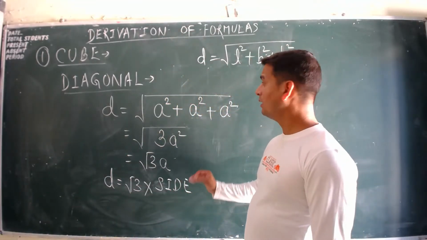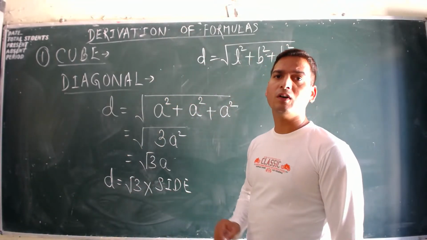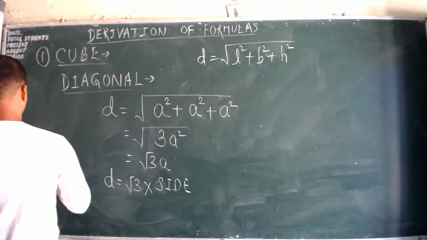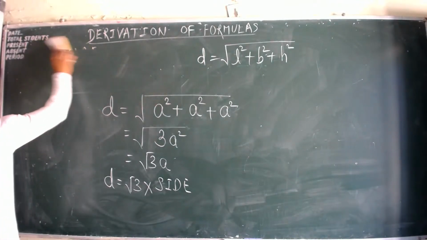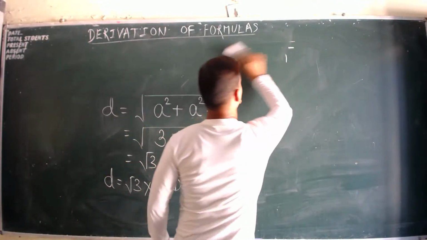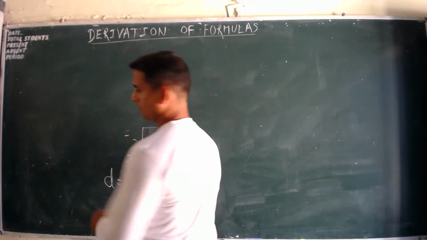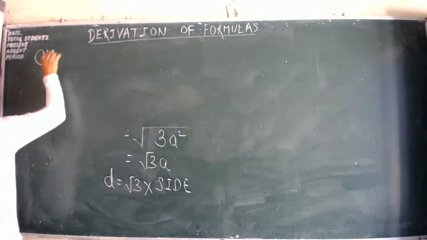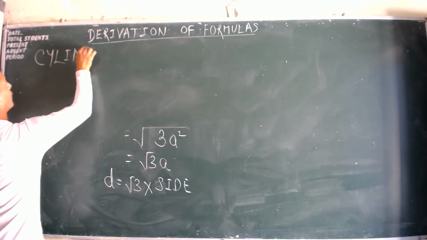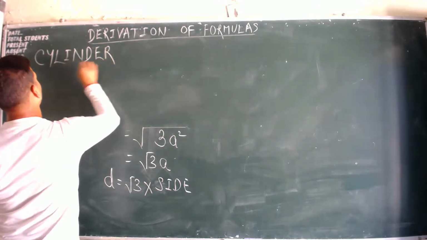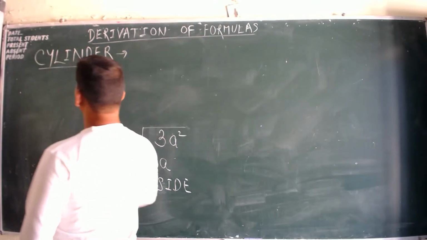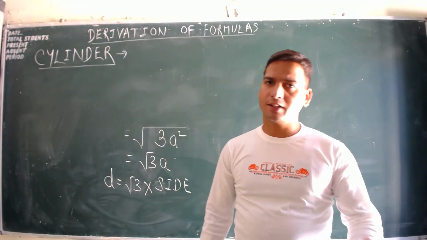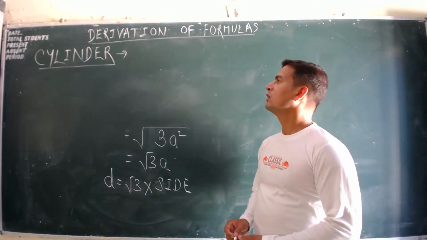How can we get this formula? By comparing with the diagonal of a cuboid. Now, the next topic is cylinder. Here, beta, my concern is only with 3D figures, because in 3D figures we will have to find surface area as well as volume.